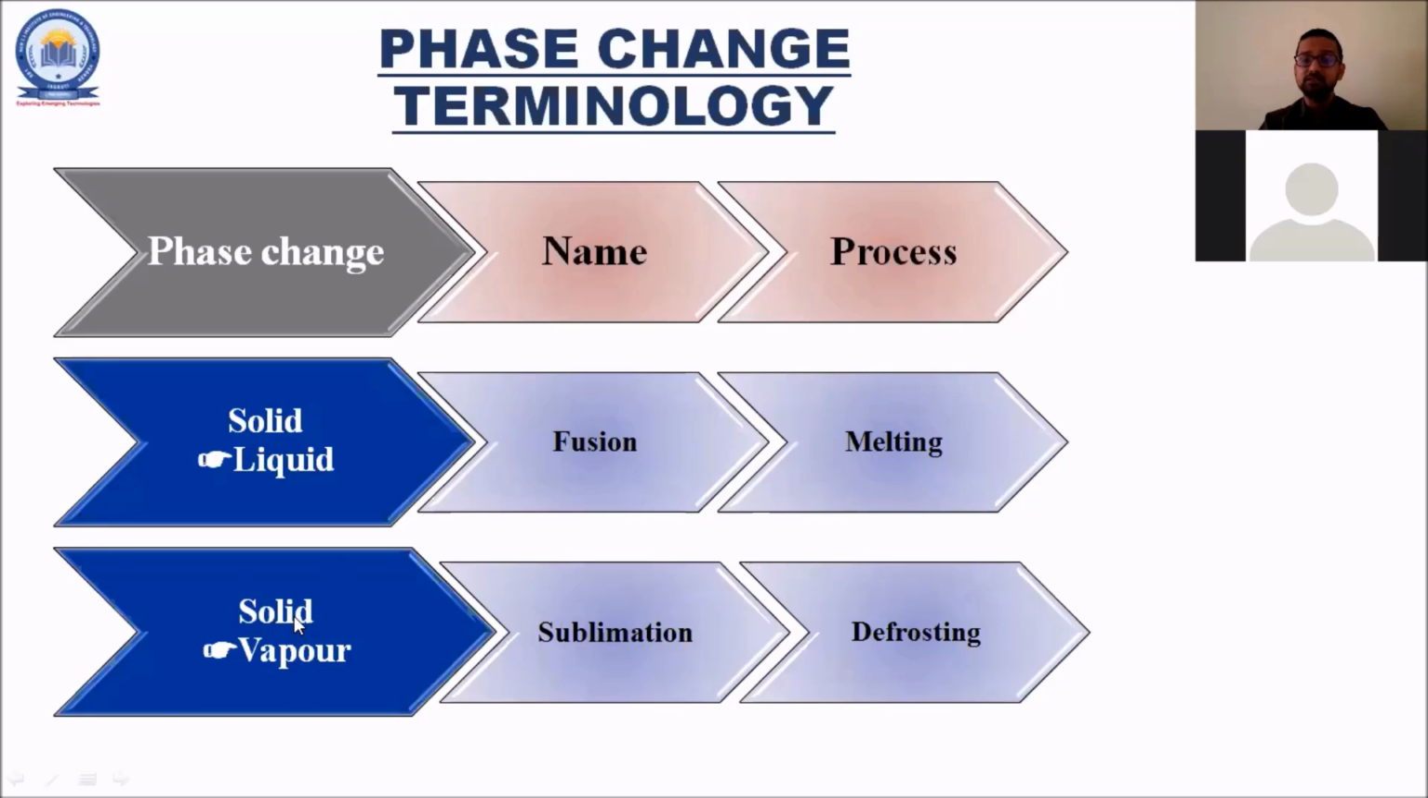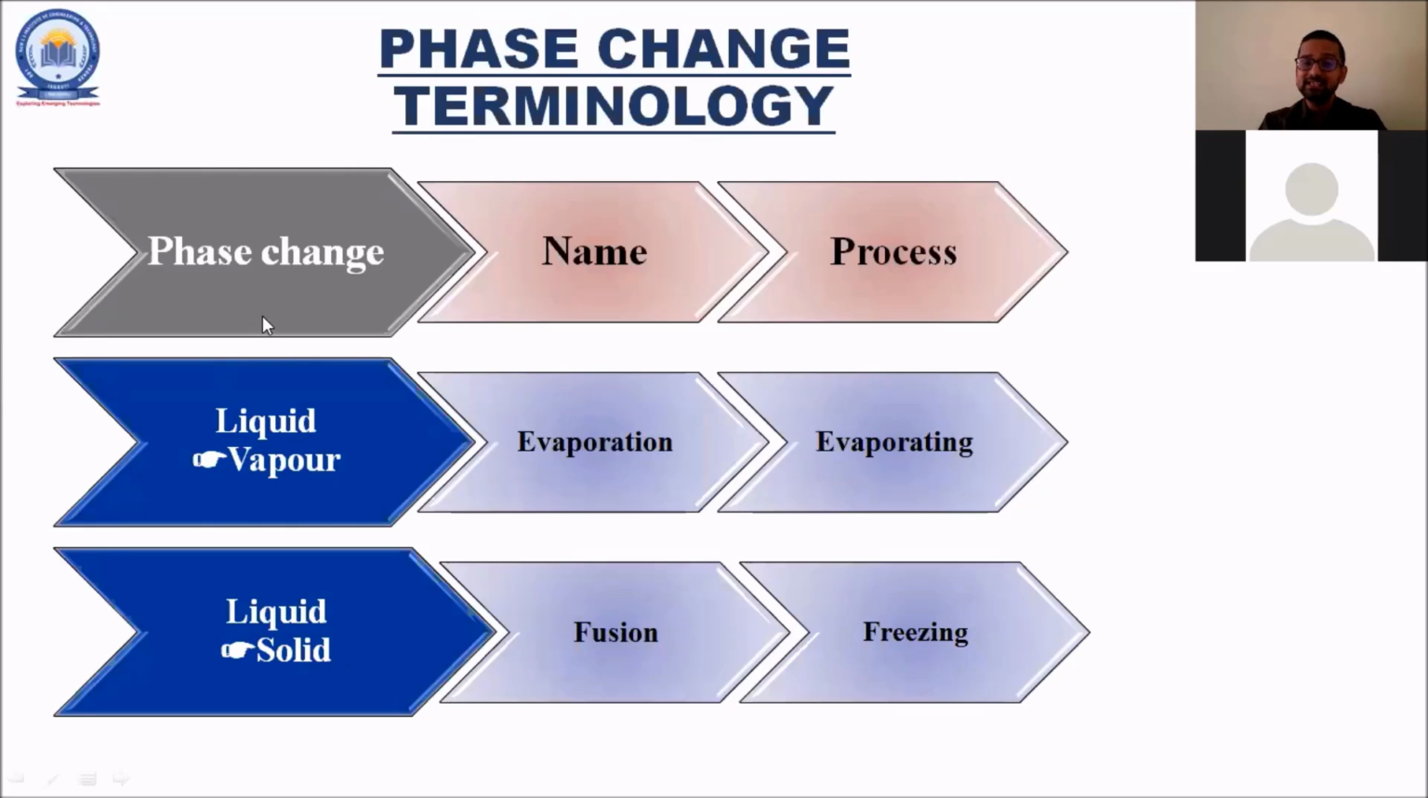When we are converting the solid into the vapor phase, the name of the phase change is known as sublimation, and the process is known as defrosting. Dear friends, remember one point: in engineering thermodynamics we are considering solid, liquid and gas as the phases of the thermodynamic system. The states which you are considering at your school level are different in the thermodynamic system.